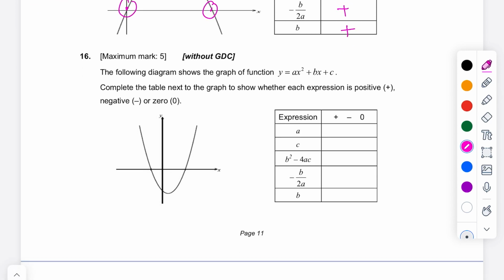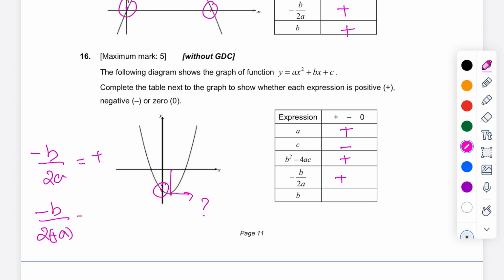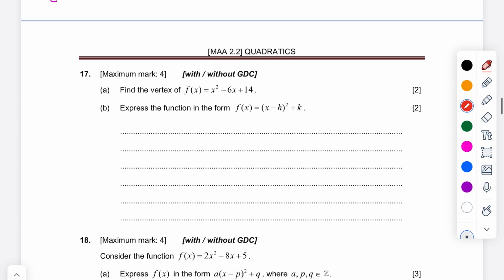Now it's an upward parabola, so a is positive, but the y-intercept is negative. It has two roots, so therefore b square minus 4ac is positive. Minus b upon 2a, the x coordinate of the vertex, is again positive. Now minus b upon 2a is positive, and we know that a is positive. So the only possibility is what? If b is negative, then negative times negative will become positive. So b should be negative.